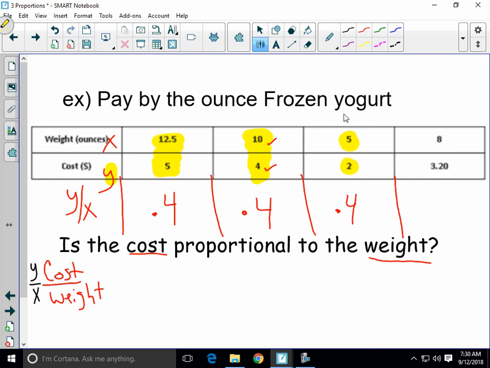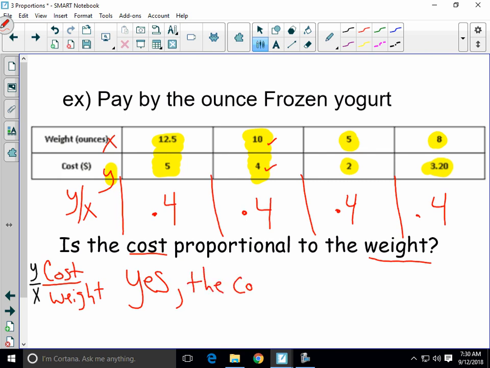And check this last one in your calculator. 3.20 divided by 8. Well, that's still 0.4. Okay, so we say, yes, this is a proportion because we kept getting that same number over and over again. That number that we got over and over, that's called the constant of proportionality. So yes, this is a proportion.